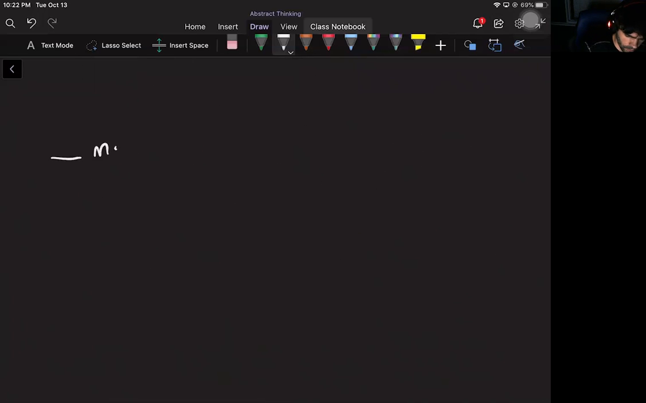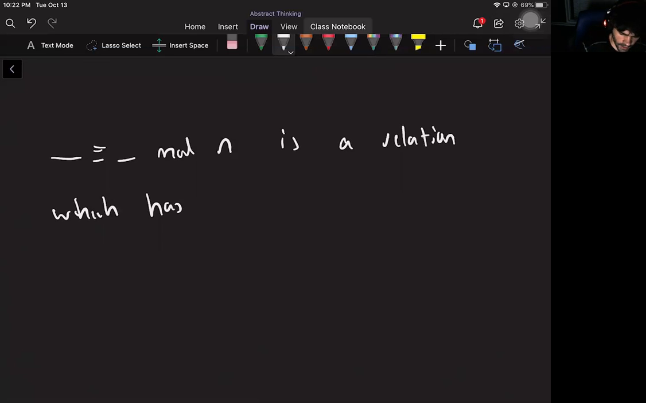Blank congruent to blank mod n is a relation, that's what we're talking about. It creates a subset of Z cross Z, but it's extra nice, which means it has extra properties.